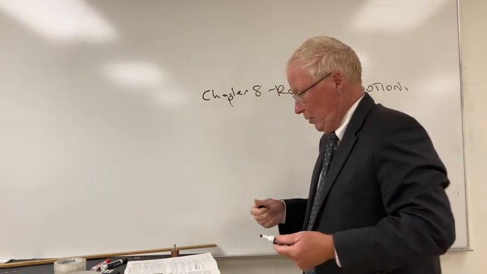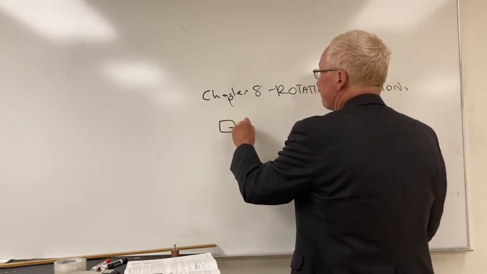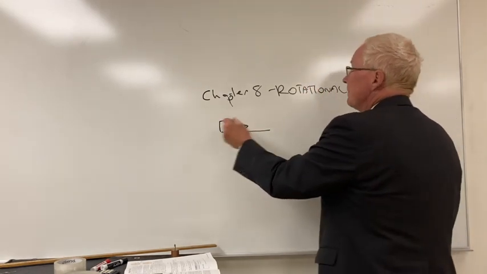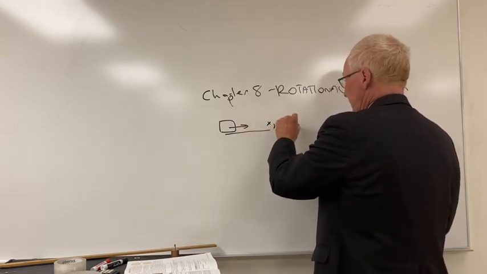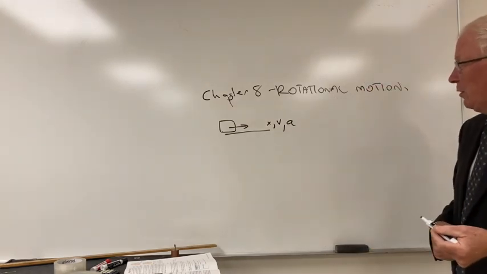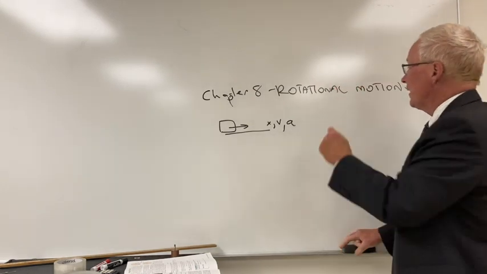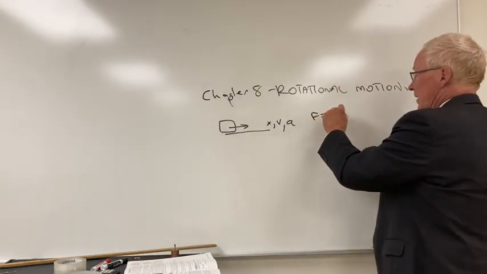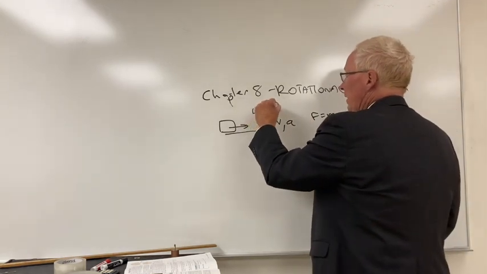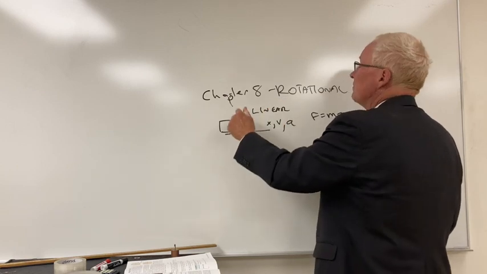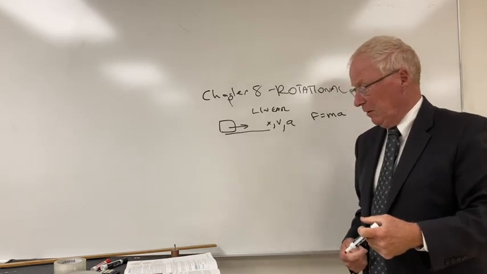Okay, so rotational. We talk about linear motion, moving in a straight line, with x, v, and acceleration and the relationships between those. And then force is mass times acceleration. In linear motion, we're talking about a straight line, and this could be either sideways or up and down. When we have vertical, we have gravity involved.